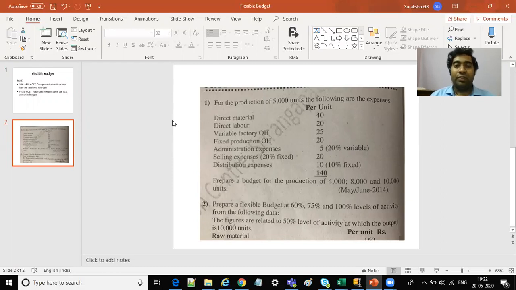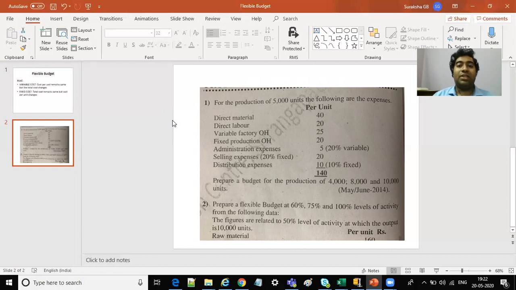For the production of 5,000 units, the following are the expenses incurred by the company. Direct material, 40 rupees per unit. Direct labor, 20 rupees per unit. Variable factory overhead, 25 rupees per unit. Fixed production overhead, 20 rupees. Administration expenses, 5. Selling expenses, 20. Distribution expenses, 10 rupees. And the total cost incurred for producing a single product is given as 140.